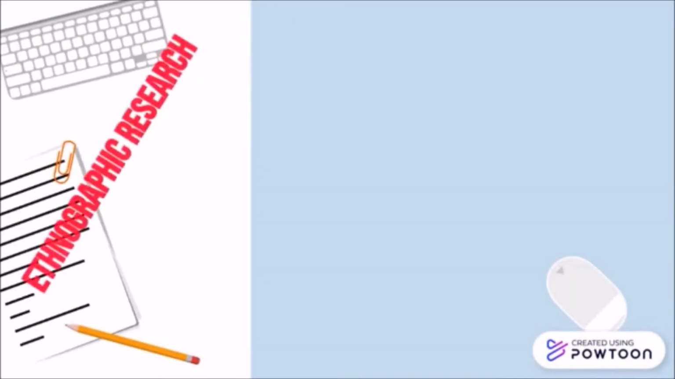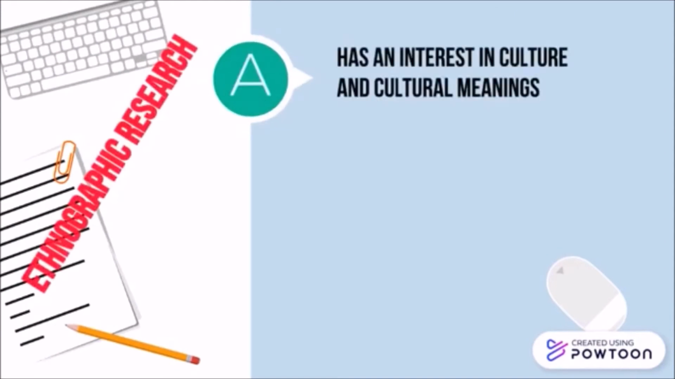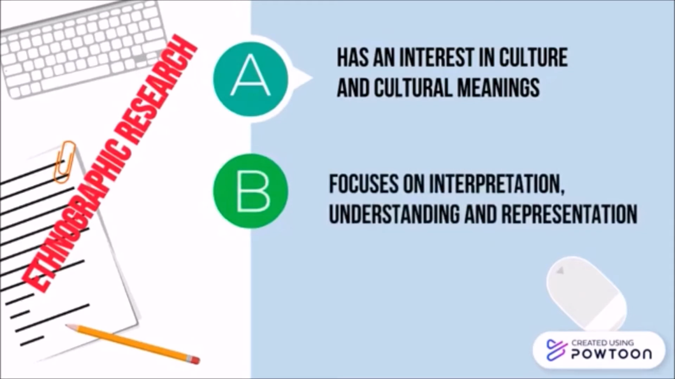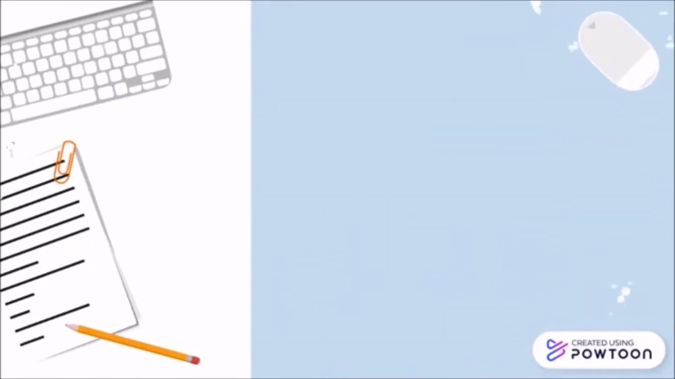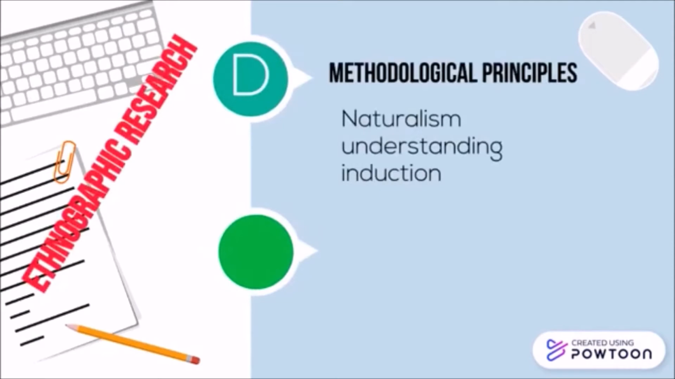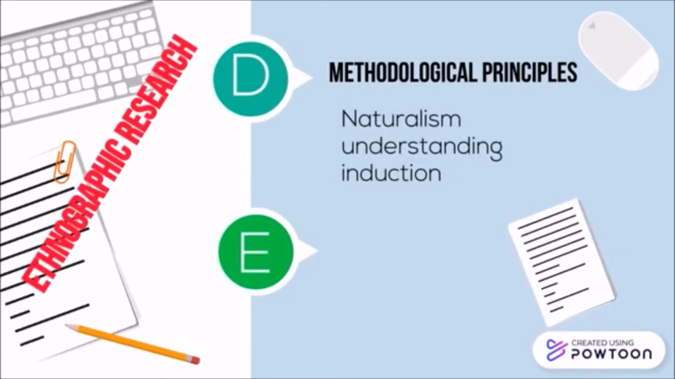Ethnographic research has an interest in culture and cultural meanings with an emphasis on the insider view. It also focuses on interpretation, understanding, and representation, and ethnographies are also based on fieldwork among the people whose culture is under study. The methodological principles such as naturalism, understanding, and induction draw on different philosophical backgrounds and therefore produce different types of ethnography. Regarding the data collection, it could be from different perspectives and different sources.